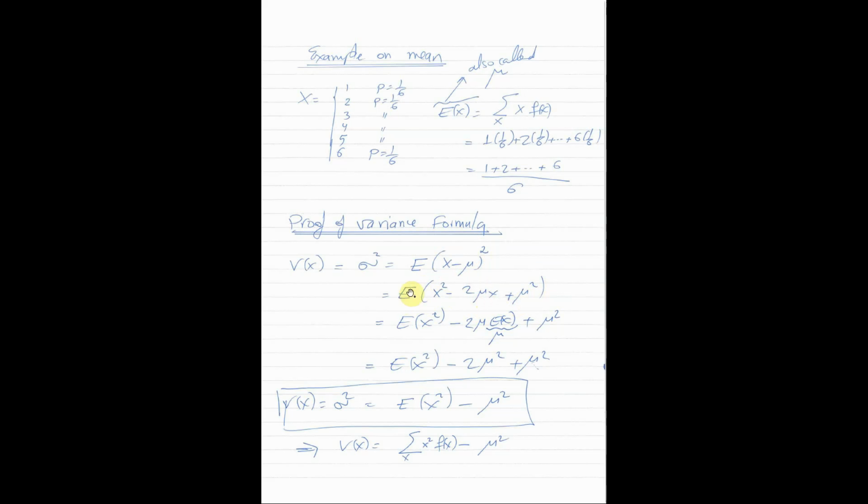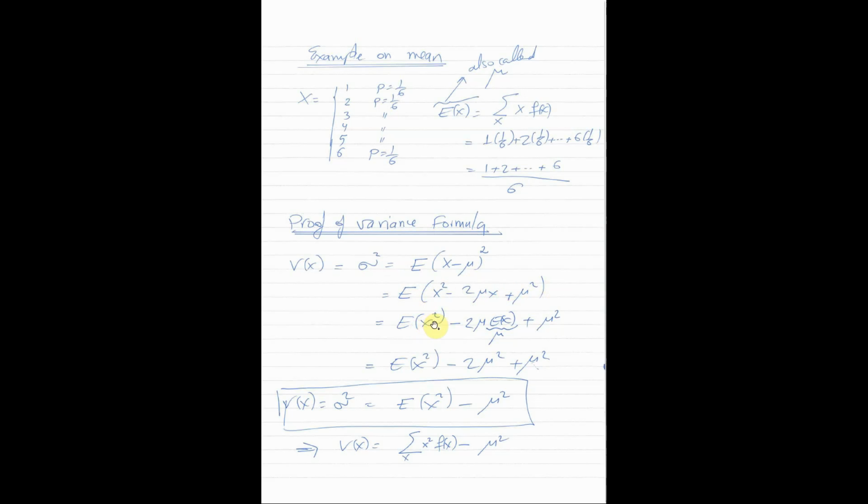Now let's apply the expected value to each one of these terms. But before we do that, let's notice the following. X is a variable, but mu is a number, right? What's the expected value of a number? It is just the number itself. What is the average value of 5? You have just one value of 5. What's the average of 5? It is just 5 itself. Let's keep this in mind and apply the expected value to each term.